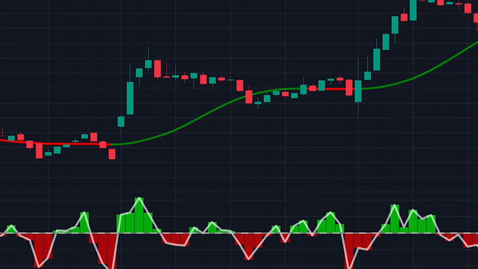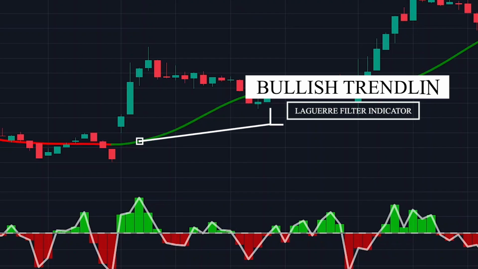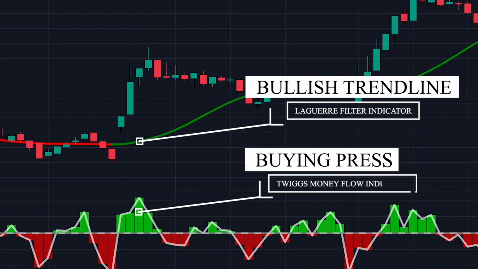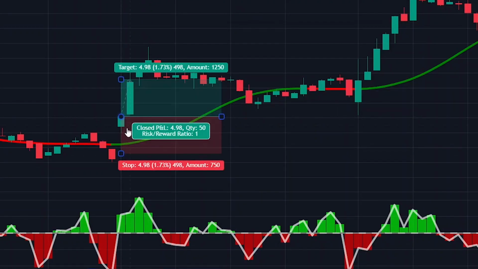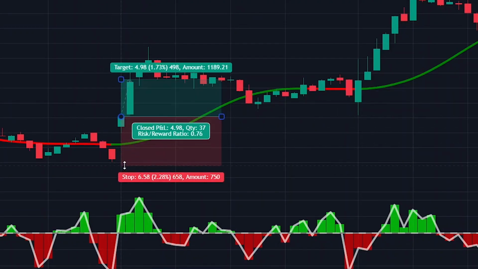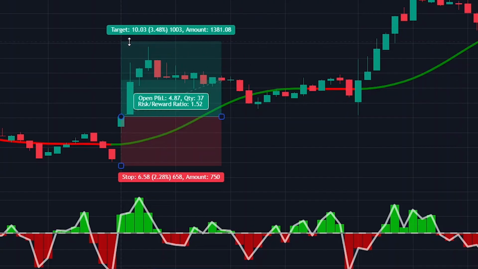To enter a long position, both of our indicators must confirm a bullish trend of market. So, the Laguerre filter trend line must be green colored, indicating a bullish trend in market, and our Twigs Money Flow indicator must display a green candle, indicating strong buying pressure. Entering a long position is possible once both conditions have been met. As with all trades, implementing appropriate risk management, including setting the stop loss at the recent swing low, is crucial.